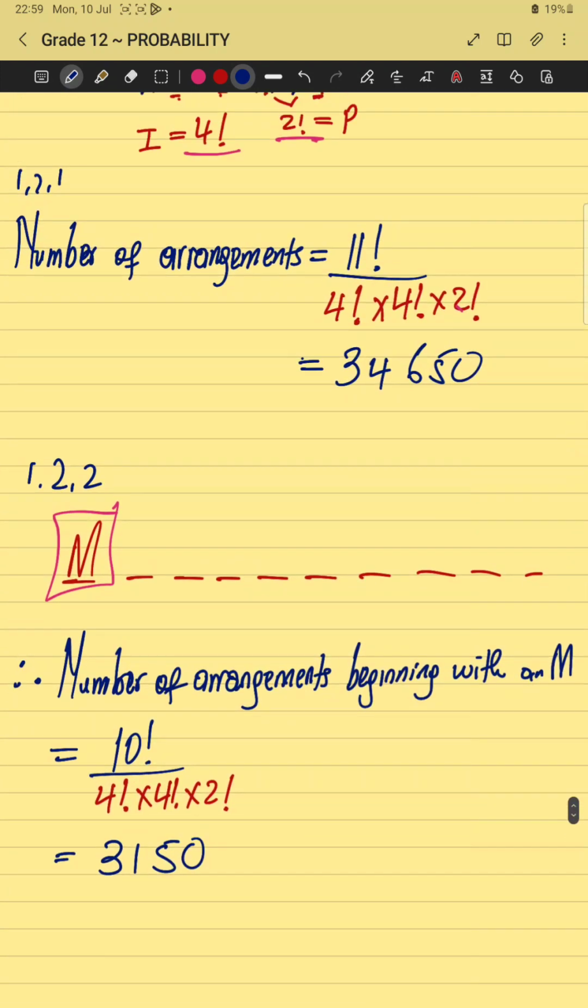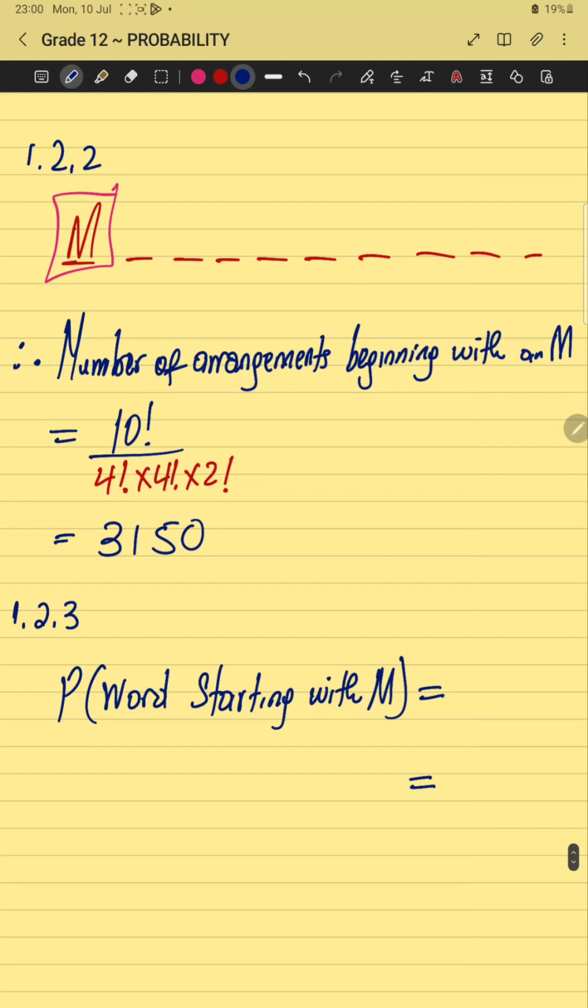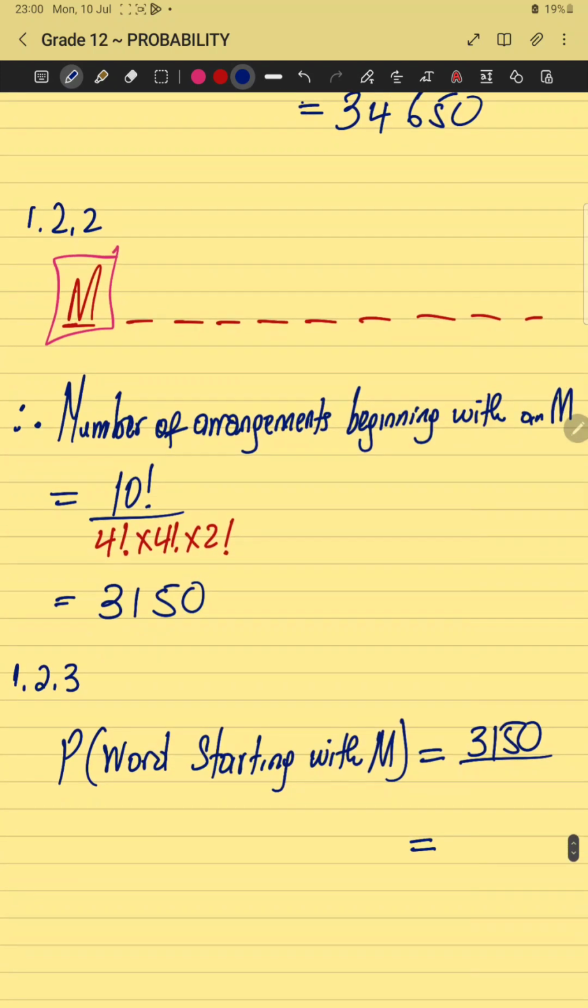So we simply remember this is the sample space, and this one here is the selection. So I'm going to take this value and divide it by this one here. Simple as that. So I hope you understand now. All right, so let me just formulate. We take this value, that is 3150, divided by 34 650.